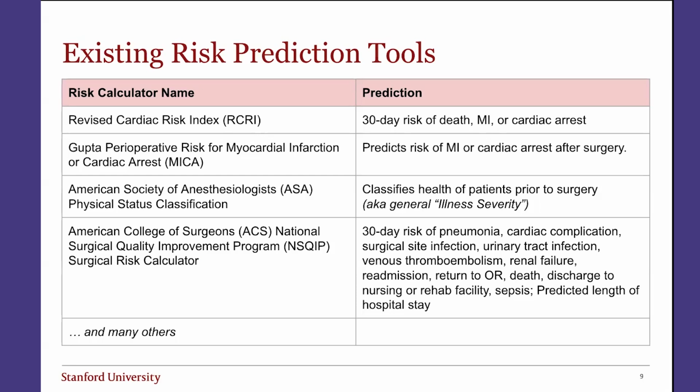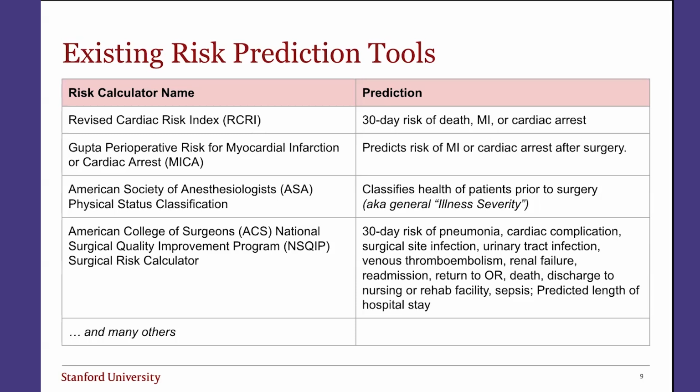But probably what is the most comprehensive risk calculator out there is something that the American College of Surgeons have developed over time. It's the NSQIP Surgical Risk Calculator. And this is what they call a universal risk calculator that uses a single model to predict multiple outcomes. And I've listed a bunch of these outcomes here.